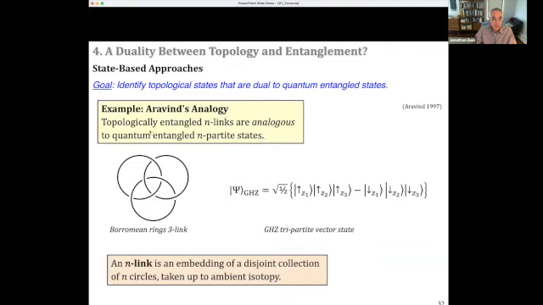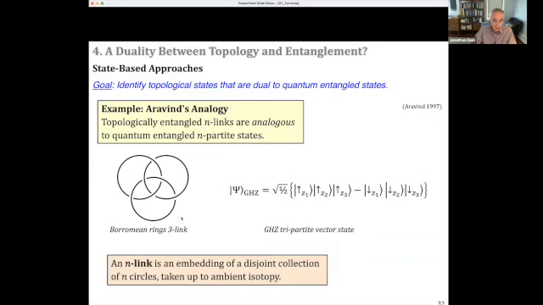According to his analogy, topologically entangled n-links are analogous to quantum entangled n-partite states. And then, of course, the relevant question is, can we turn this analogy into a duality relation? Aravind's intuition was the following. In topology, an n-link is an embedding of a disjoint collection of n circles, up to continuous deformation, up to ambient isotopy.